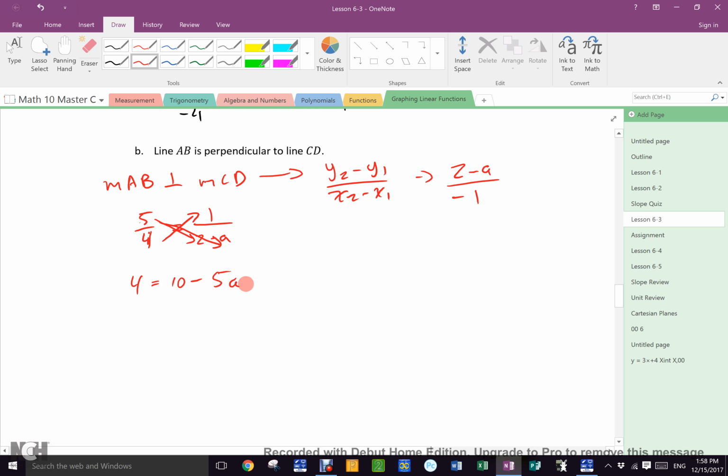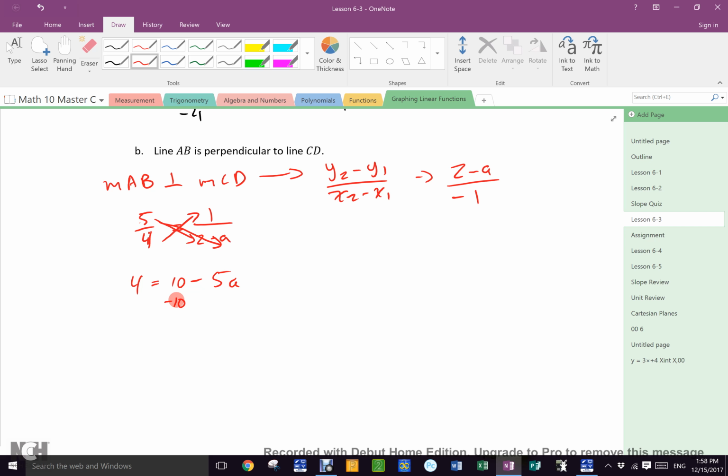What do I do there? Solve it. How do I get rid of that plus 10? What's 4 minus 10? Negative 6 equals negative 5a. What's the last step? Every time. By what kind of 5? Negative 5.